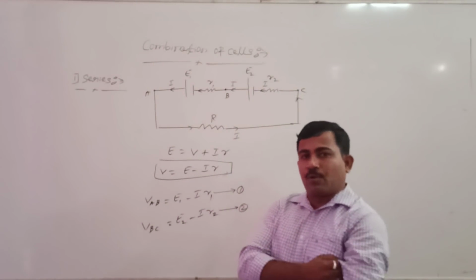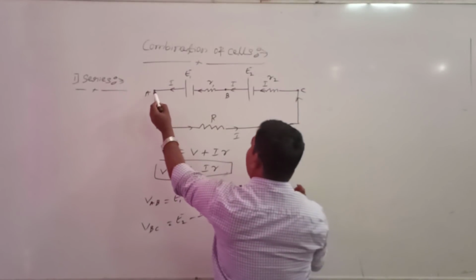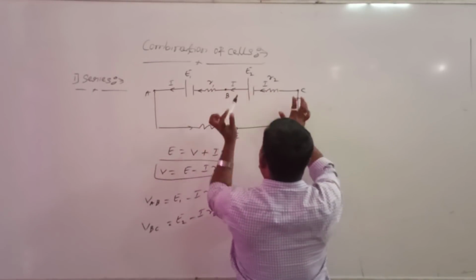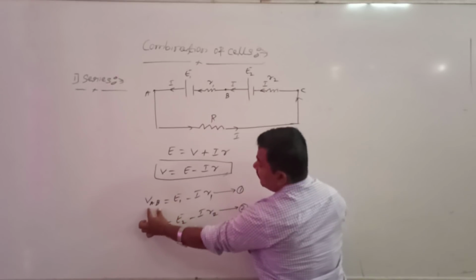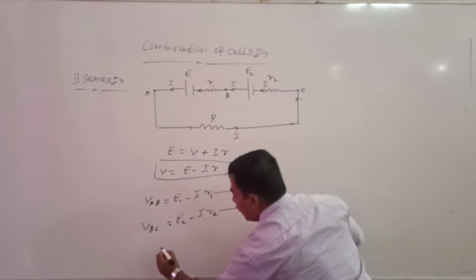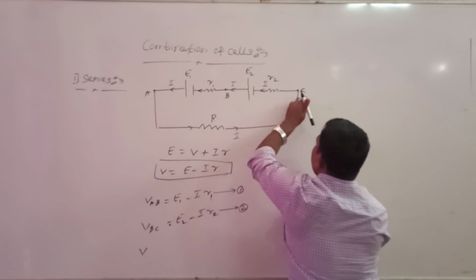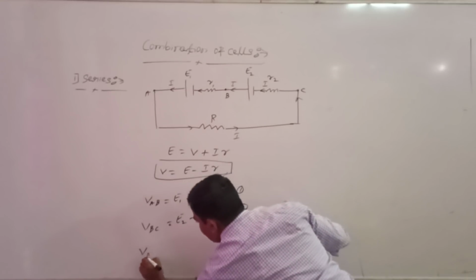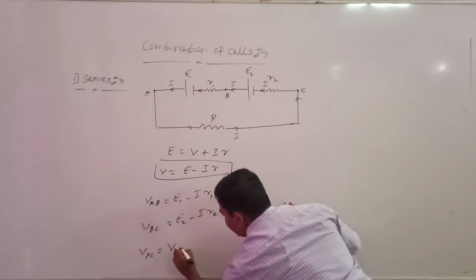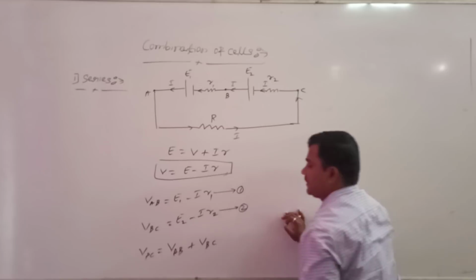From point A to point C. According to superposition principle, the potential difference from A to C is the sum of the potential difference between points A and B and the potential difference between points B and C.